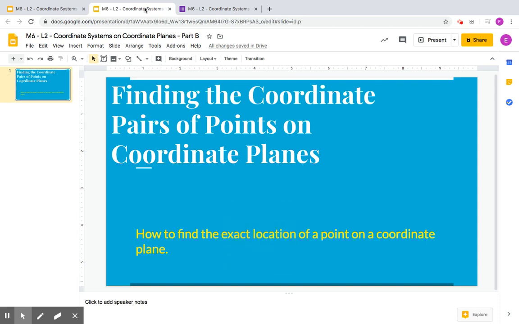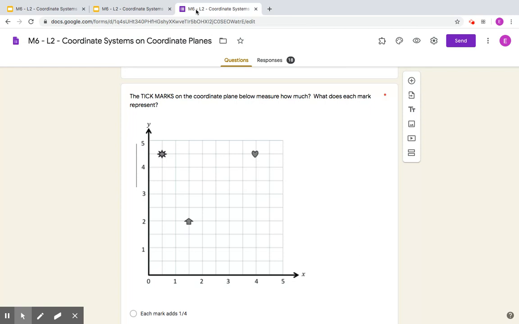Hi, fifth grade. So last week we started learning about coordinate point pairs and finding the coordinate pairs of points on coordinate planes. Today we're going to continue that work and really specifically focus on trying to figure out where the location of a point is on a plane. So let's take a look at last week's exit ticket.